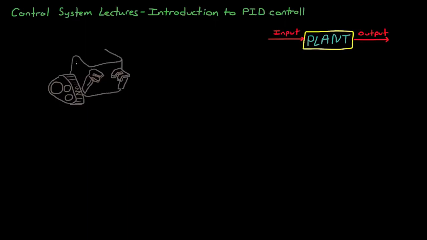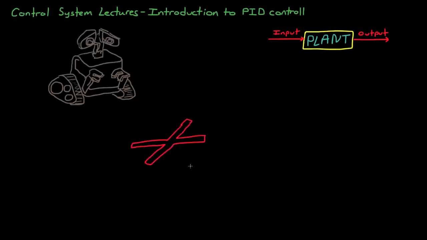Let me give you an example of what I mean. You're tasked to build a robot that needs to move from this spot here over to this red X. You could figure out how fast the robot moves, and then from that determine how long the robot needs to drive for before it gets to the red X. This type of commanding is called open loop, because the amount of time the robot drives is not adjusted based on the actual position of the robot.